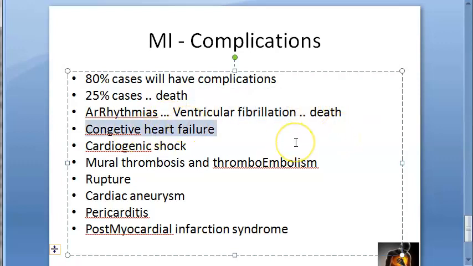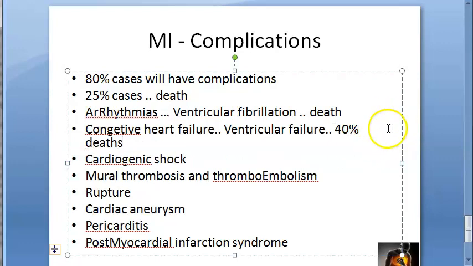Then there can be congestive heart failure, guys. About half of the patients with myocardial infarction develop congestive cardiac failure. Right ventricular failure can happen, left ventricular failure can happen, or both ventricles can fail. It is responsible for 40% of the deaths from acute myocardial infarction. So this one can lead to death again. About 40% of the deaths are because of this complication.